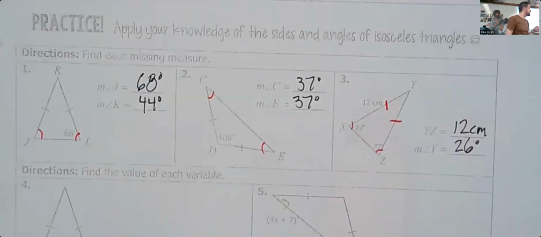So there's going to be 2 kinds of math that we're doing here. We're going to be figuring out the angle measurements like we did yesterday, but we're also going to expand this to some side lengths, depending on what we're looking at. So let's move on to number 4.